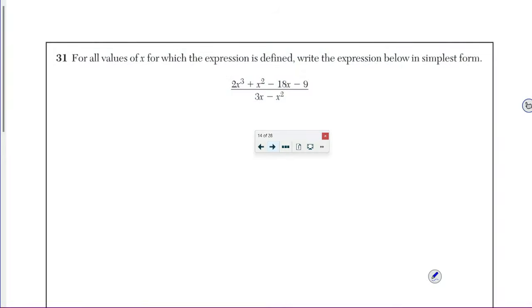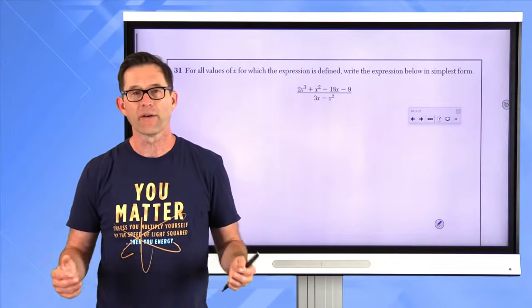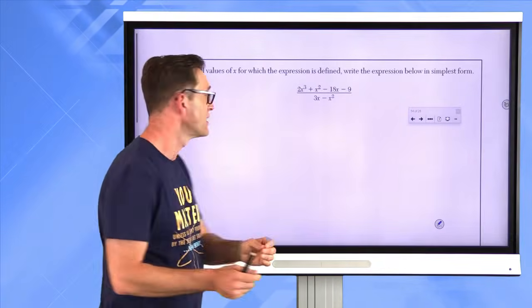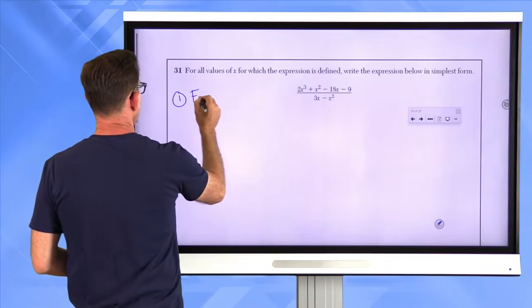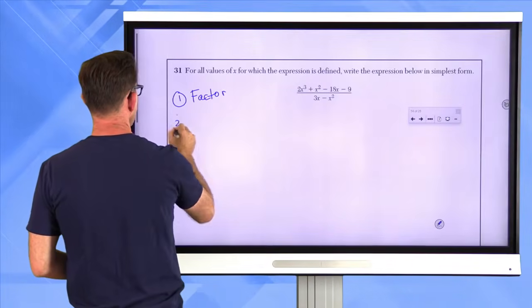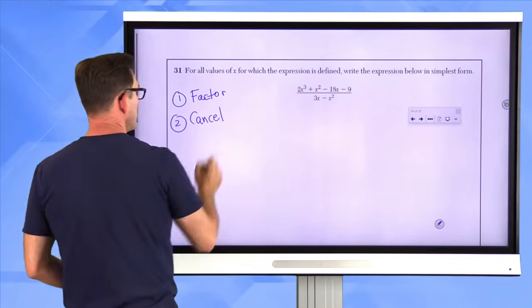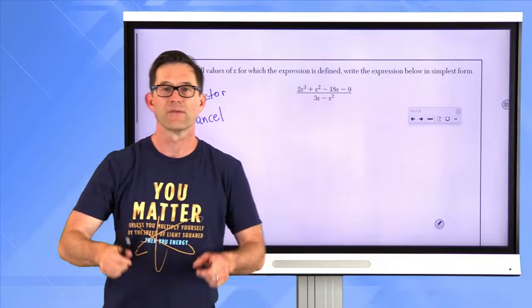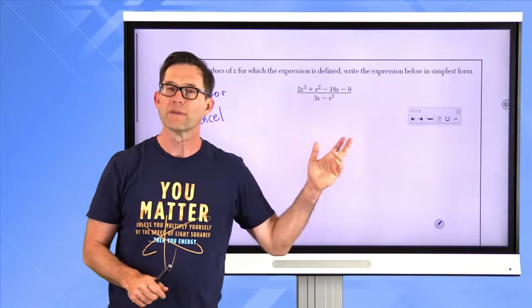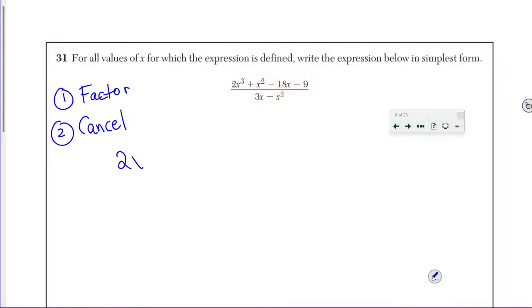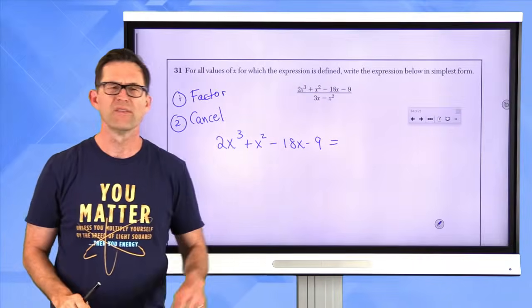Problem 31. For all values of x for which the expression is defined, write the expression below in simplest form. All right, so if they're asking you to simplify a fraction, you've got a 2-step process. Step 1, factor. Step 2, cancel. Factor, cancel, factor, cancel. All right, now the numerator, let's take a look at how we can factor that. So let's take 2x cubed plus x squared minus 18x minus 9, and let's factor that thing. All right, the denominator is going to be easy to factor.